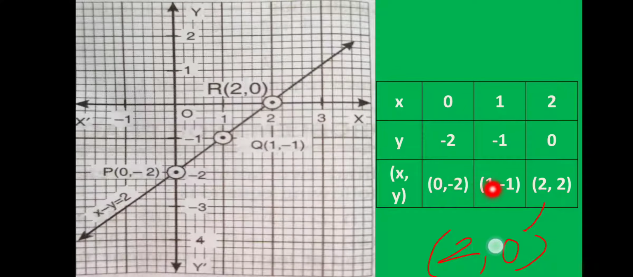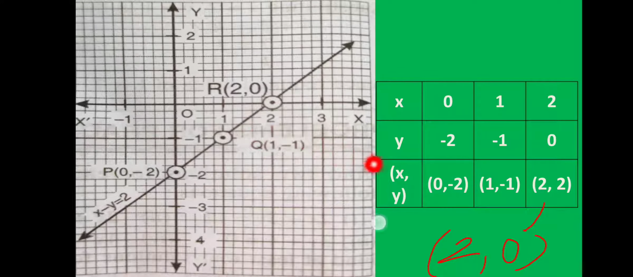So this is our first point, 0 comma minus 2, that is represented as P. Next point is 1 comma minus 1. So firstly on the x-axis we will find 1, that is here. Now on the y-axis we will find minus 1, that is we have to come 1 step down, that is here minus 1. So this is your second point, that is Q, 1 comma minus 1.